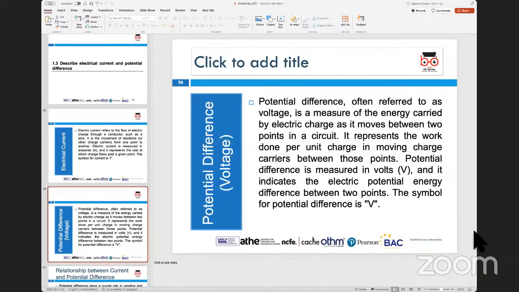Now, when we talk about potential difference, that is what is called voltage. Potential difference is referred to as voltage because it's the measure of energy being carried by the electric charge as it moves between the 2 points in a circuit. So from negative to positive, or positive to negative. Now, it represents the amount of work which is done per unit charge in moving that carrier between those 2 points. And potential difference is measured between 2 points.